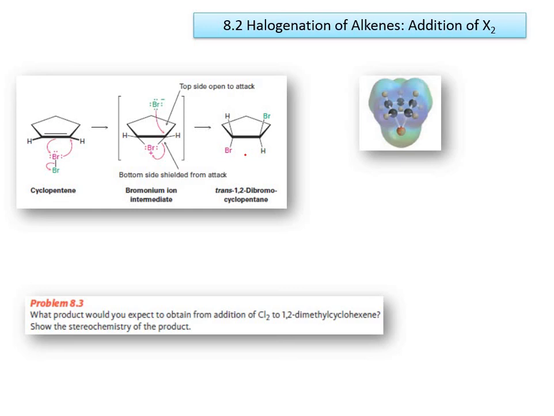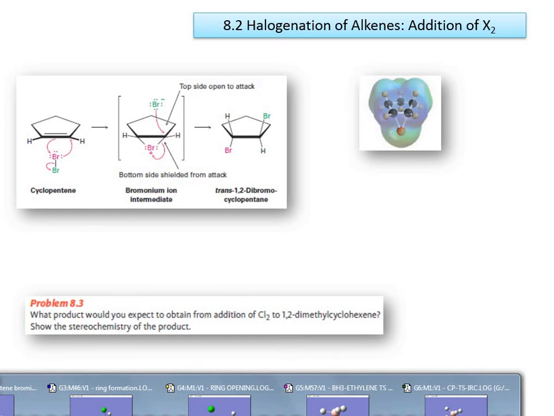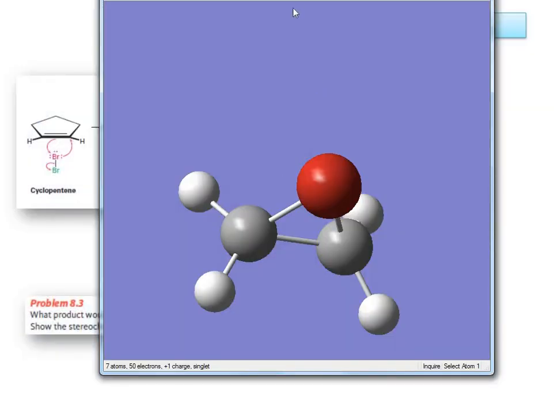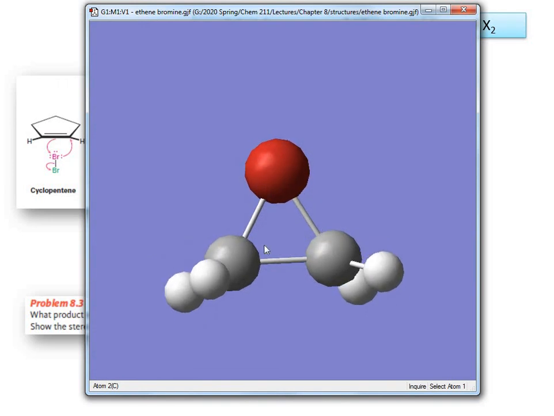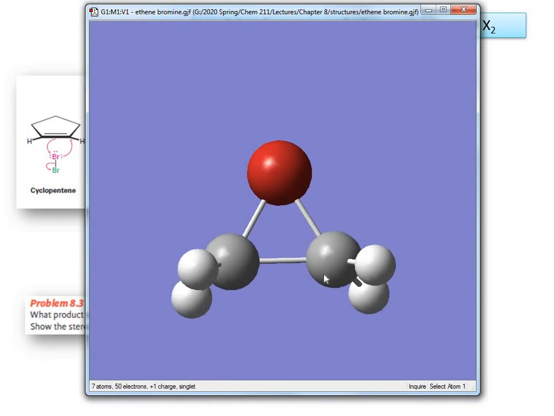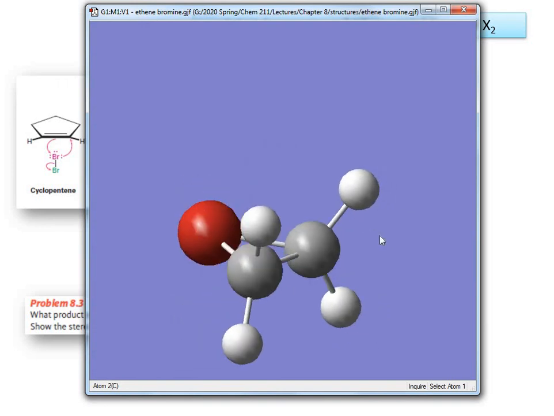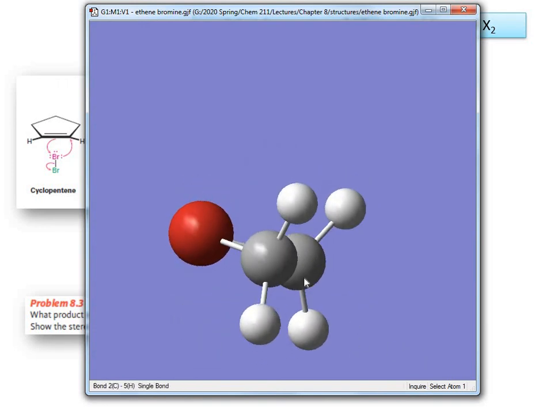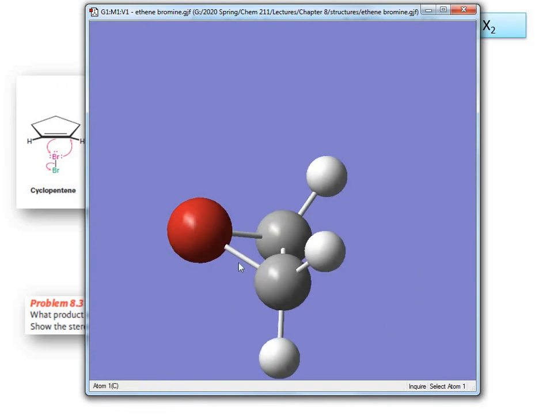I'm going to show a couple of models, and you will be able to see better. So this is the first one. This is ethene, and when we obtain the cyclic bromonium intermediate, the second bromine can attack from the opposite side of the bromine atom on the ring. So it can come from here, and this will open. That's the reason why we obtain the trans product.